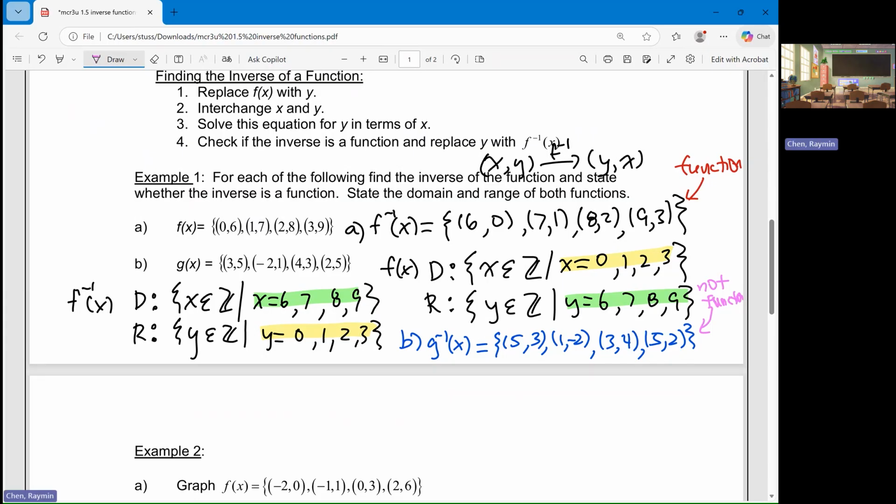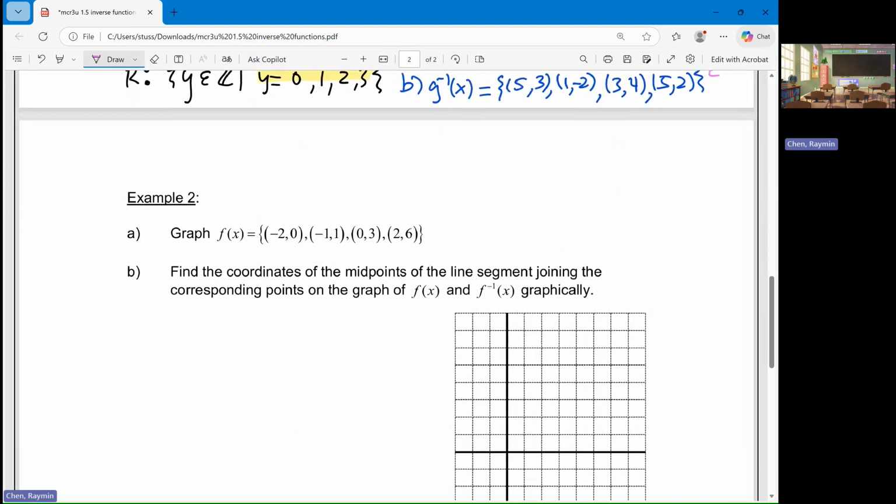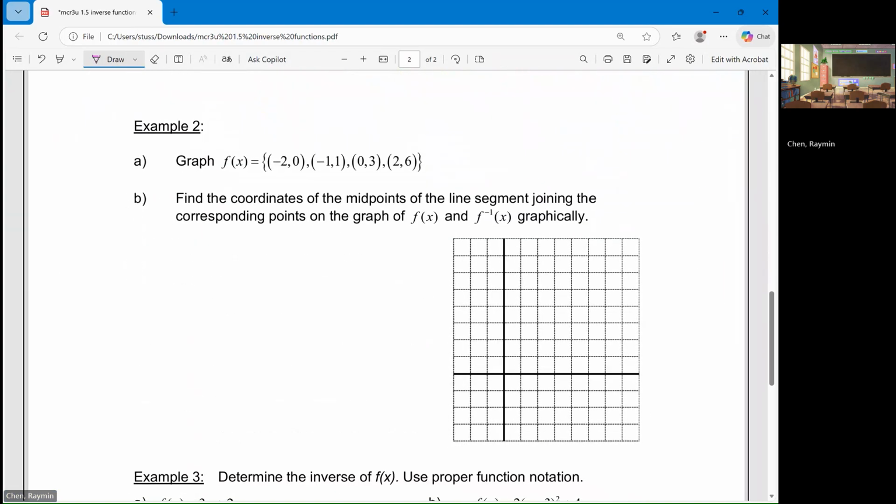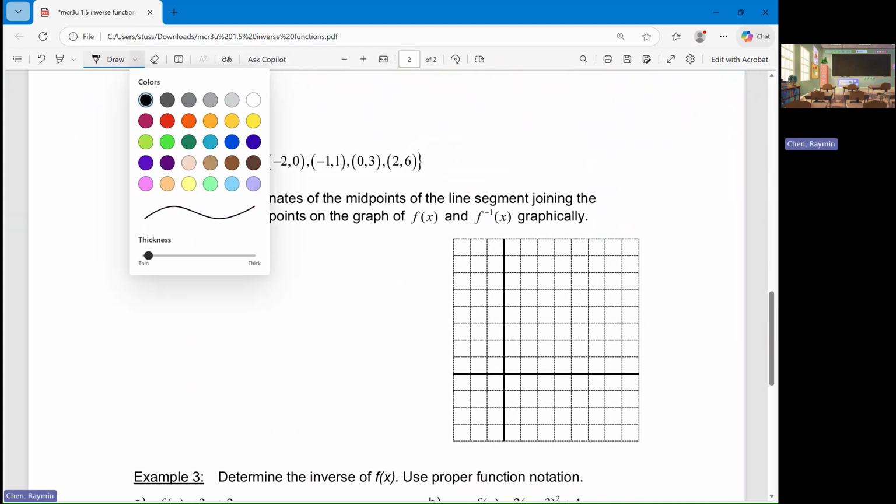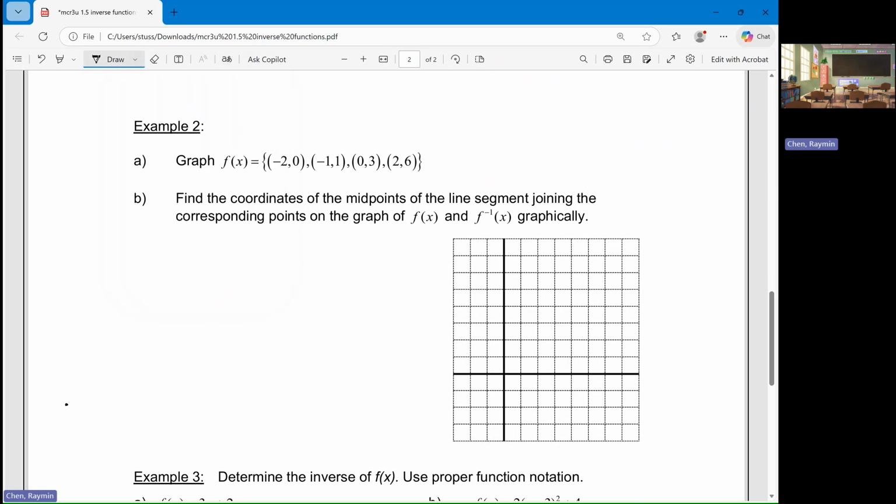We're now going to take a look at example 2. Example 2, I'm going to do slightly differently. Pause the video if you want to try it yourself. This is the part where we're going to look graphically at the properties of any given information. For the example that we're going to be looking at, we have f of x equal to (-2, 0), (-1, 1), (0, 3), (2, 6). Take a moment to plot it yourself. Try it yourself. I'll try to do this quickly.